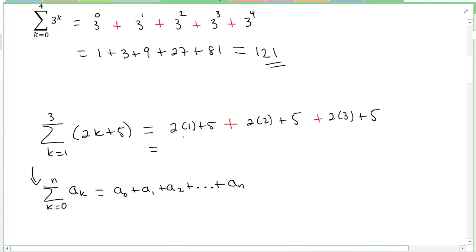And just simplifying. So 2 times 1 is 2, plus 5, that's 7, plus 2 times 2 is 4, plus 5 is 9. And 2 times 3 is 6, plus 5, that's 11. So what do I get when we do that? So 11 plus 9 is 20, plus 7. So I get 27 would be the sum.